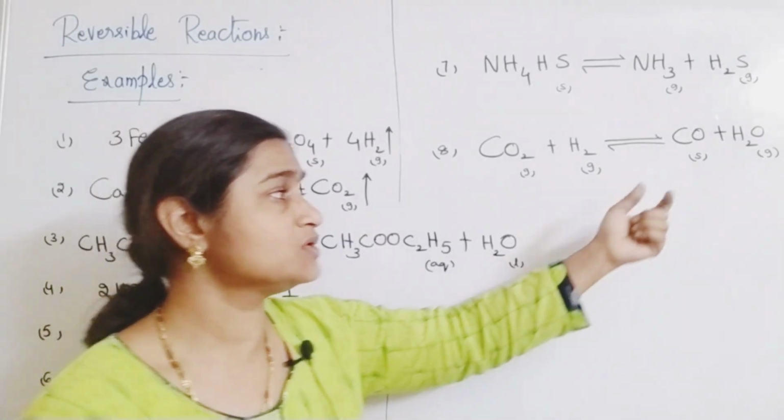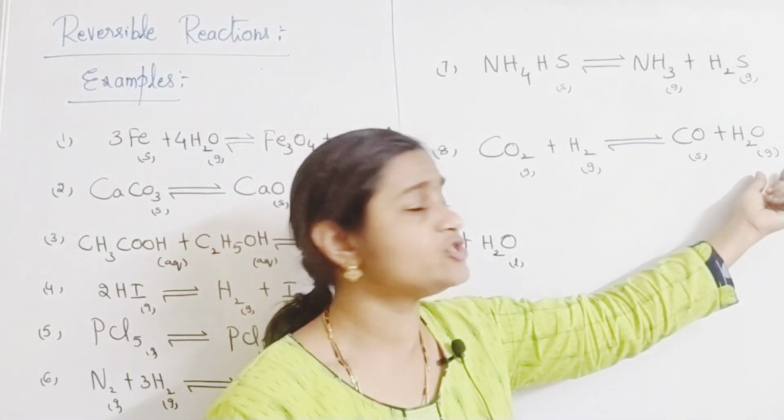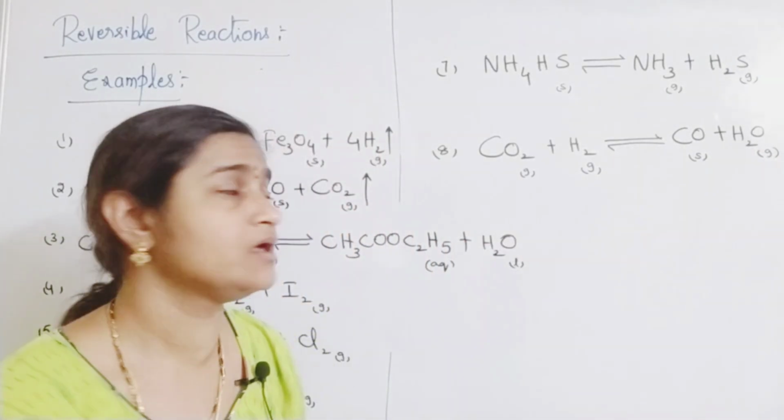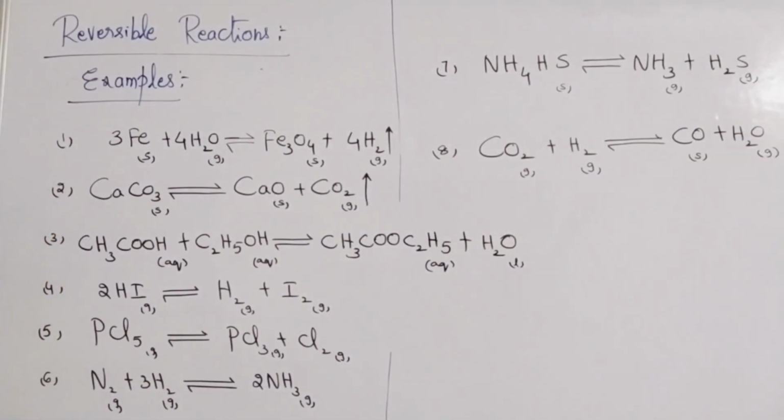So carbon monoxide is a solid substance and H2O comes out in the form of vapors. Okay, so these are the different examples for reversible reactions, and the reactions have to be carried out in a closed vessel.